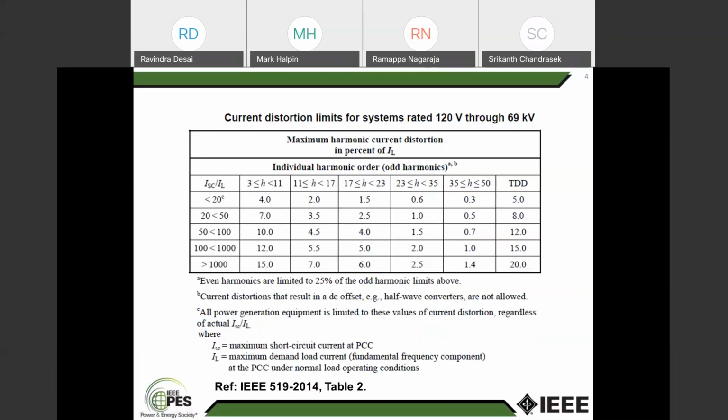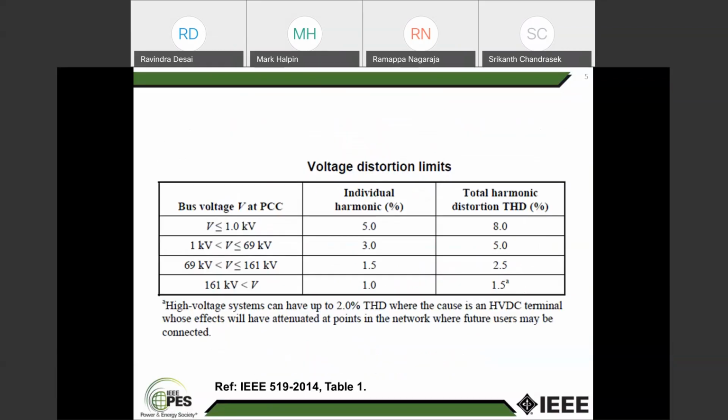I am not going to talk about the various limits, but someone was asking about the even harmonic limits. Yes, it is 25% of the odd harmonic limits. Therefore, it is not a relaxation. In fact, relaxation is not the proper word. It is more stringent rather than a relaxation. Even harmonic limits are more stringent compared to the odd harmonic limits. And this is the voltage distortion limits.